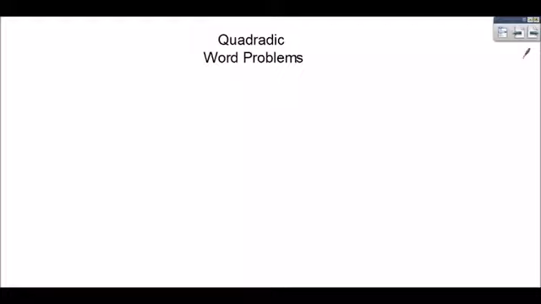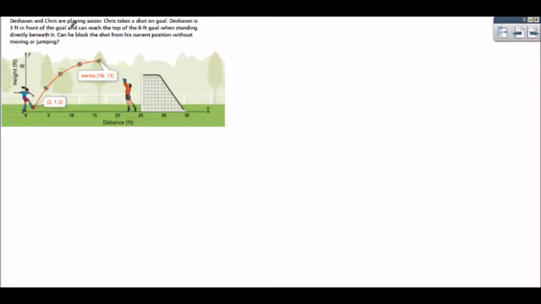We're going to do some quadratic word problems, one using vertex form and one using standard form. So Deshaun and Chris are playing soccer. Chris takes a shot at the goal. Deshaun is 3 feet from the goal and can reach up to 8 feet after he jumps for it. Can he block this shot from this current position without moving? Let's see what we can do.